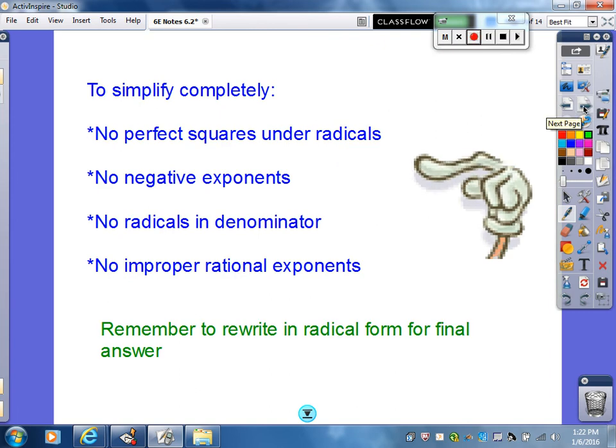All right, take a moment and copy down this list. So when we simplify completely, we've got to make sure our final answer follows all of these restrictions. We can't have any perfect squares underneath the radicals. We're not allowed to have any negative exponents. We can't have radicals in the denominator. And we can have no improper rational exponents. And remember, we're going to rewrite our final answer in radical form. So stop the video if you need more time to write these down. But this is what you need to know when I say simplify completely. This is what I'm asking you for.